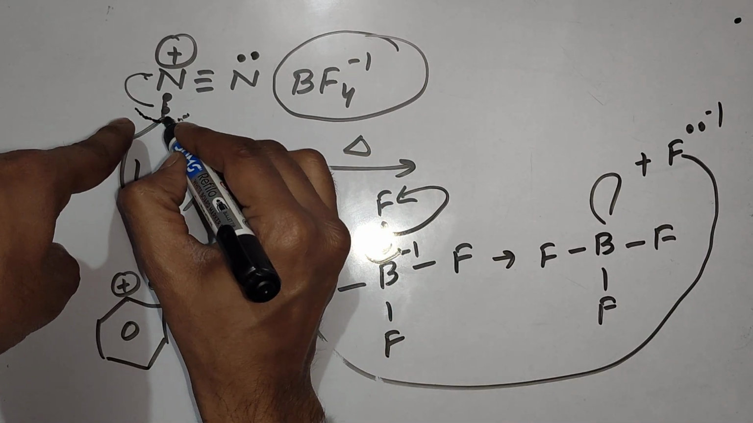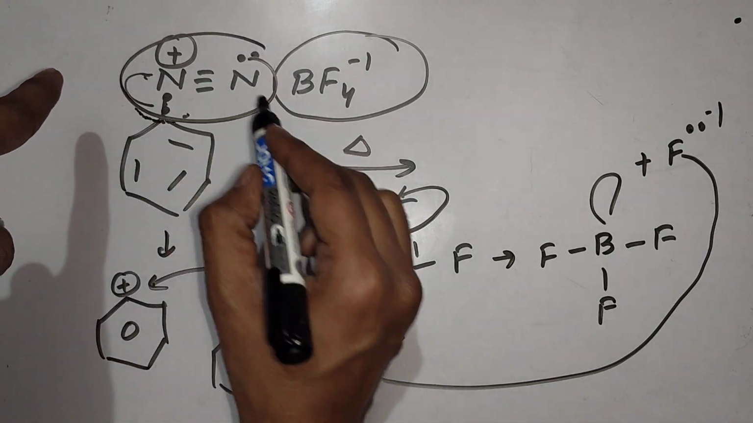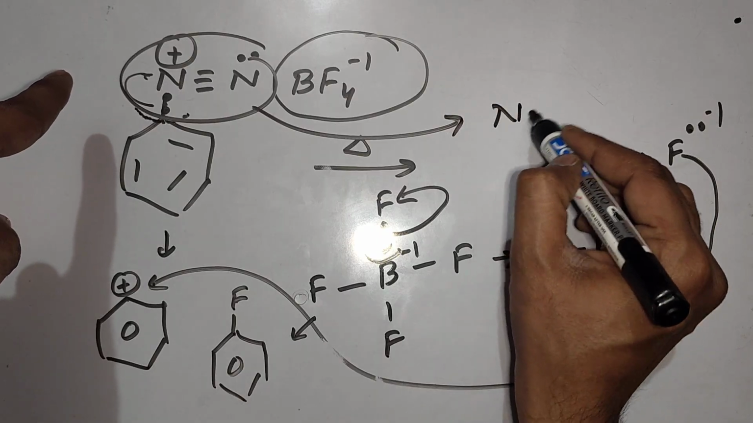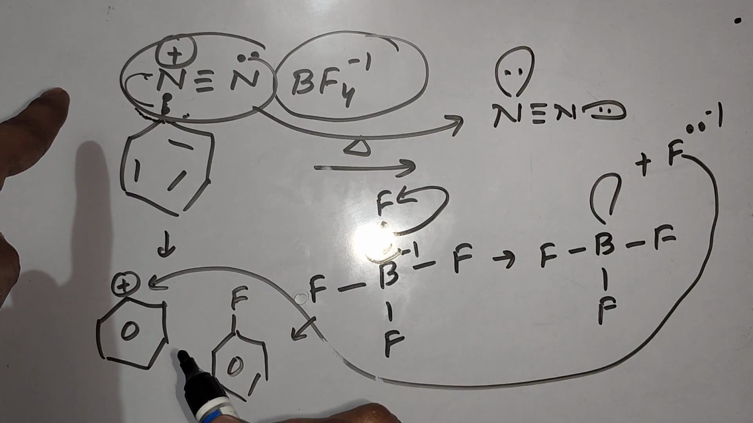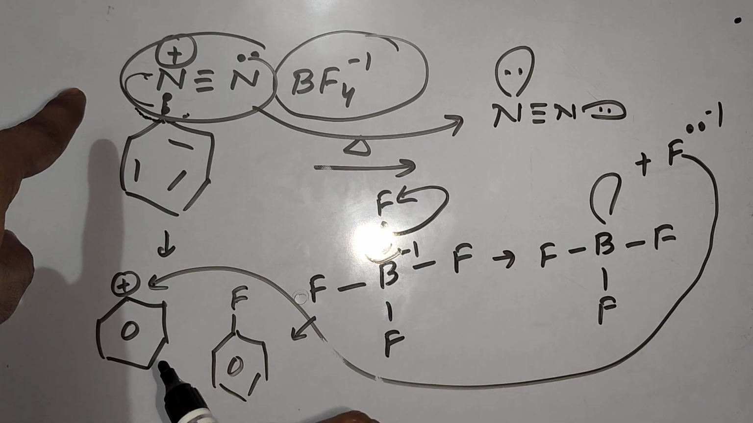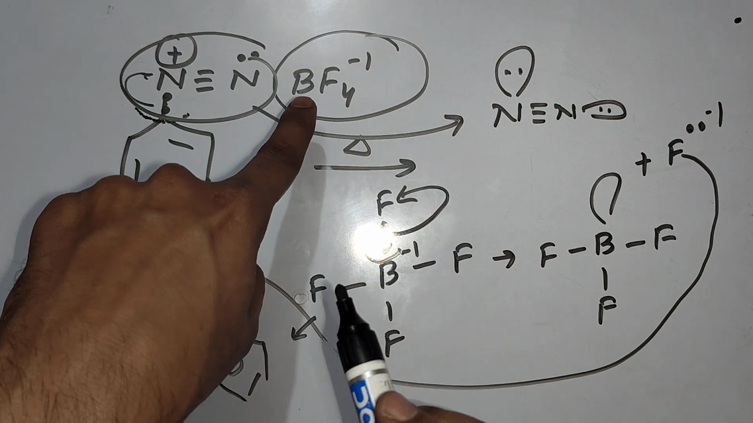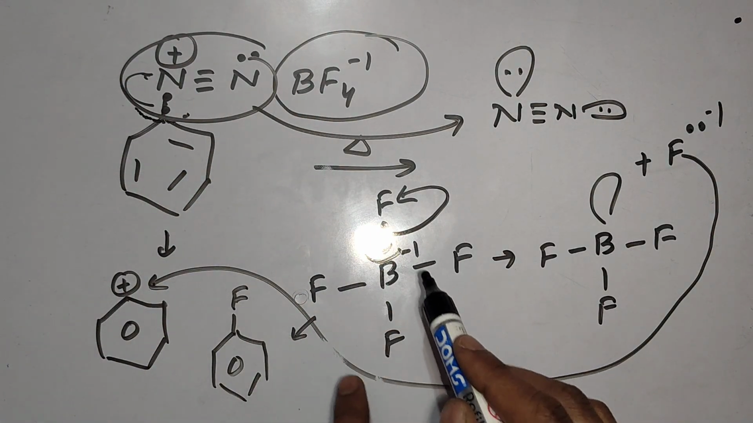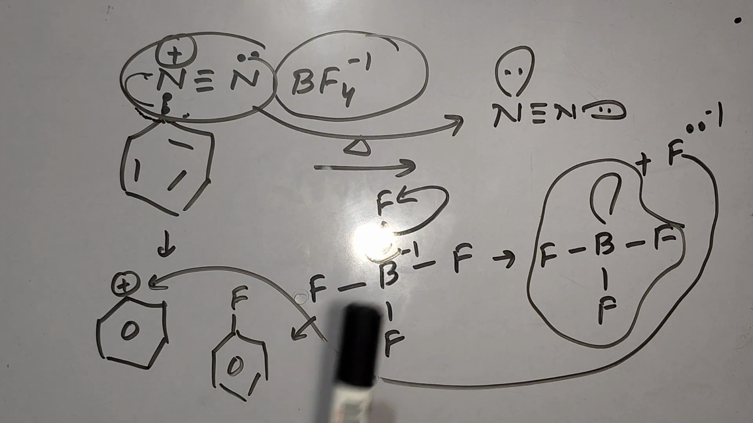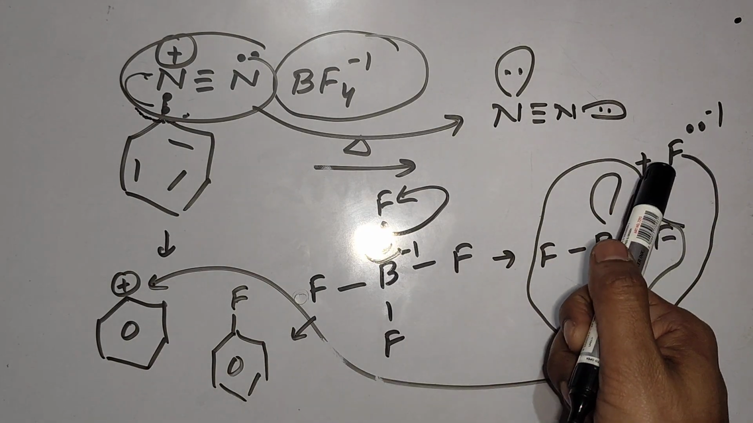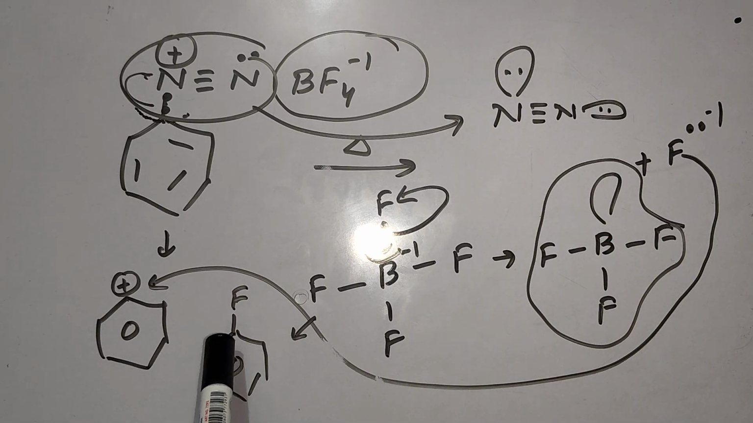It will also get an electron. So it will release out like this, in this condition, as nitrogen gas, N2. And what about BF4 negative? BF4 negative turned itself into BF3, boron trifluoride. Out of 4 fluorines, one fluorine is joined with the benzene ring to create fluorobenzene.